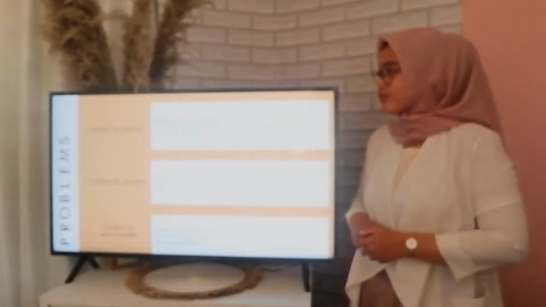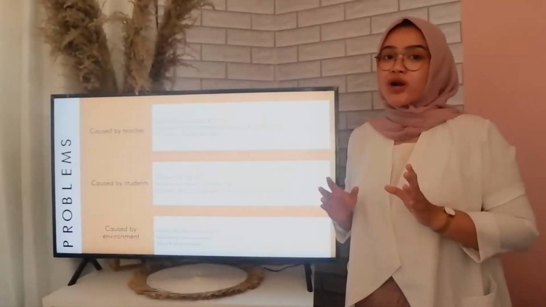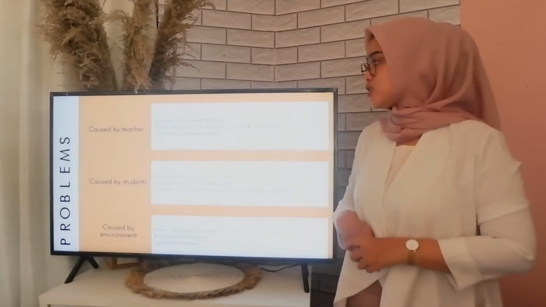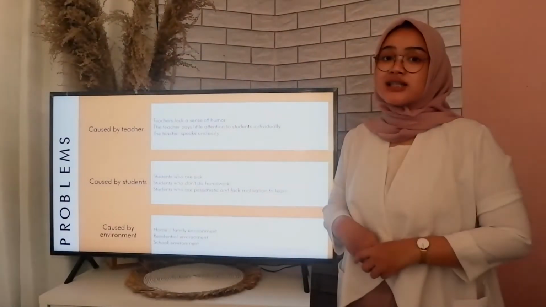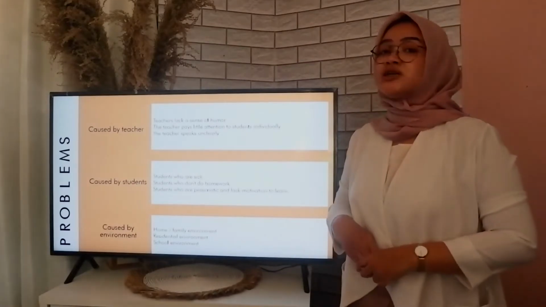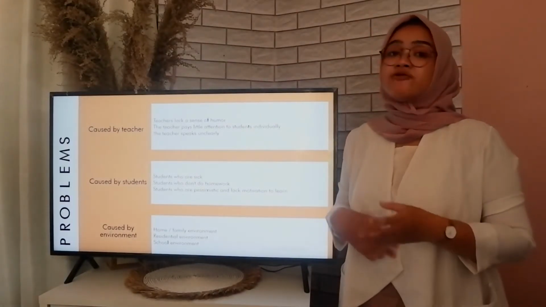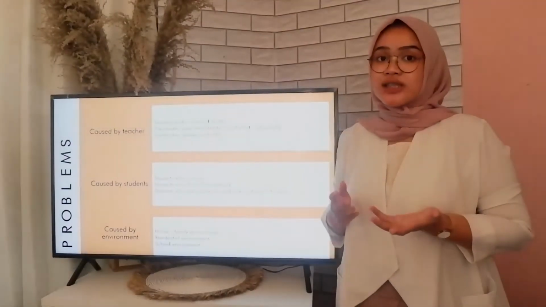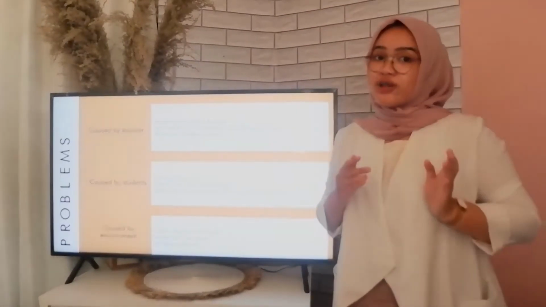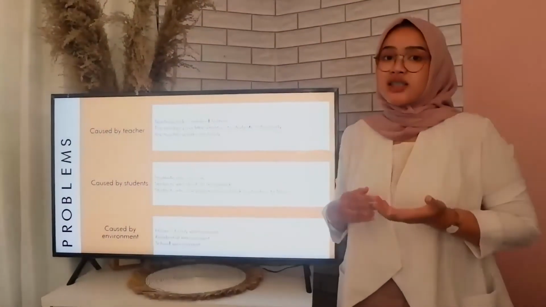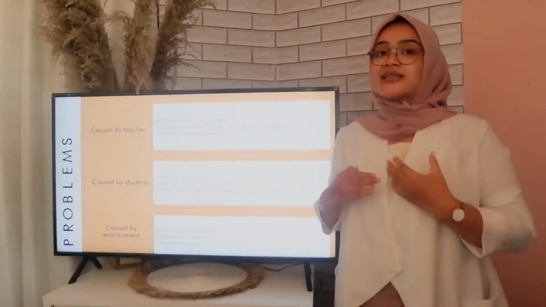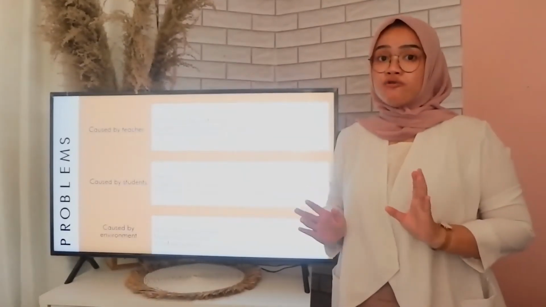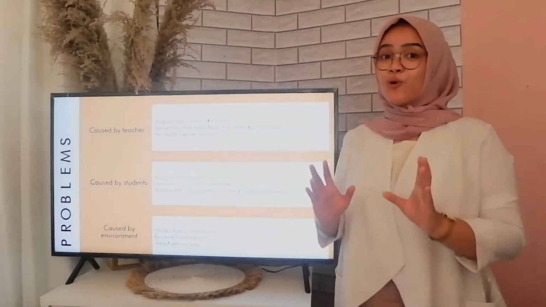Alright, let's move to the problems. There are some problems in classroom management. The first one is problems caused by the teacher. The first, teachers lack a sense of humor. The second, the teacher pays little attention to students individually. So we need to know our students' characteristics, from one student to another. And then, the teacher speaks unclearly. When we as teachers speak unclearly, it will make our students confused. So we need to speak more clearly.